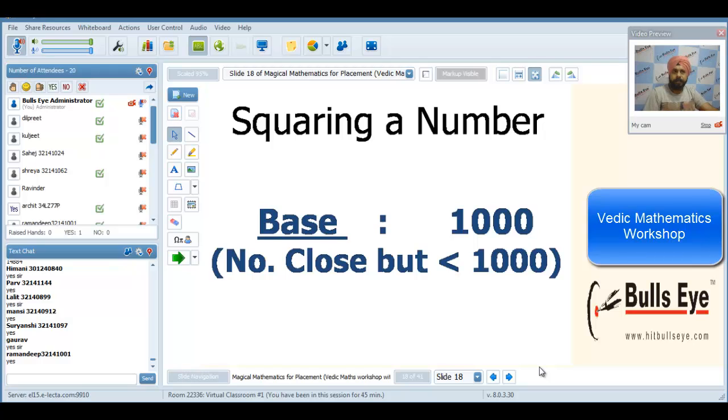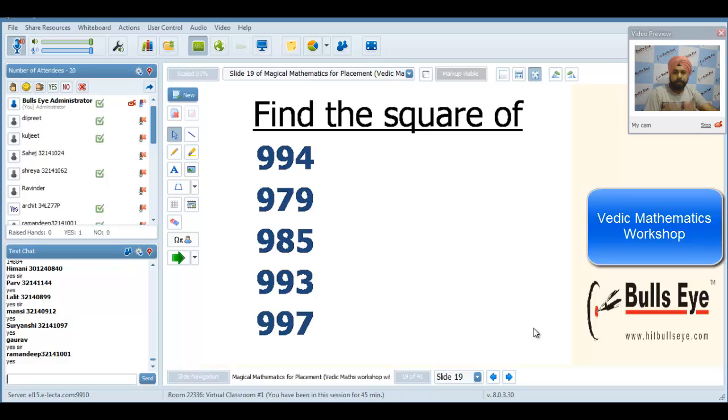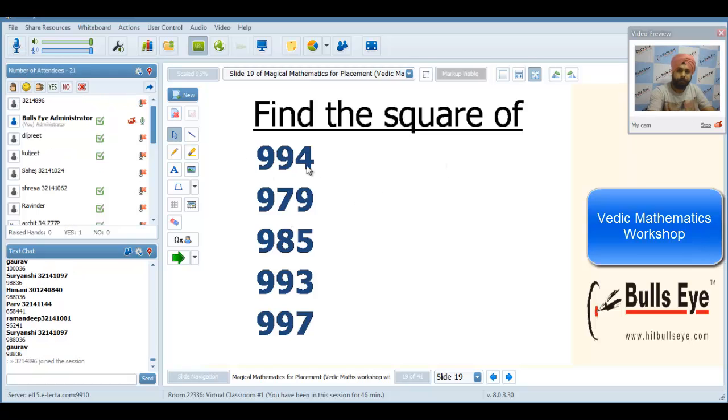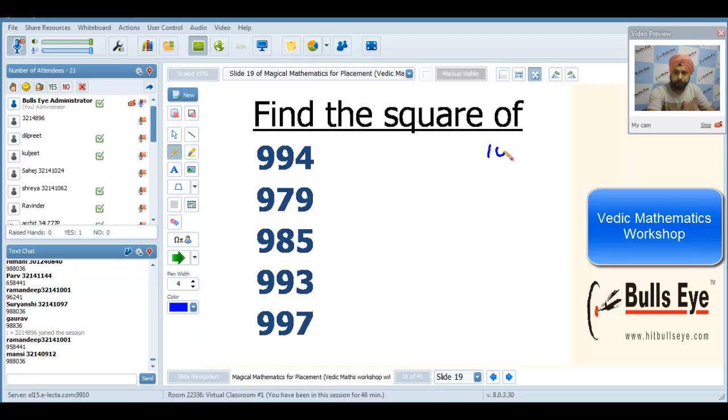Taking 1000 as base and selecting a number which is close but less than 1000, try to find the squares of these numbers, students. If I don't explain it any further, can you answer it? That is the point. Suryanshi, check your answer. Gaurav, be clear. Now base here will be 1000, which has 30 in it.